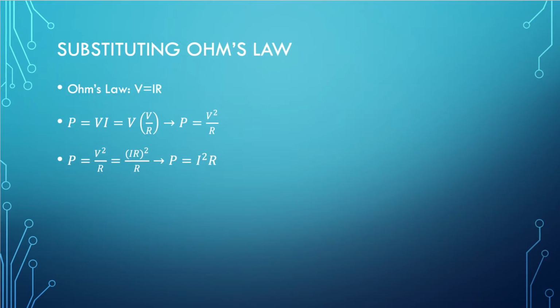The power formula P equals VI can now be manipulated using Ohm's law V equals IR. When rearranged for current, this gives I equals V on R, and this can be substituted into the power formula for I, which gives P equals V squared on R. Using this new power formula, IR can be directly substituted for V, which gives P equals I squared times R.